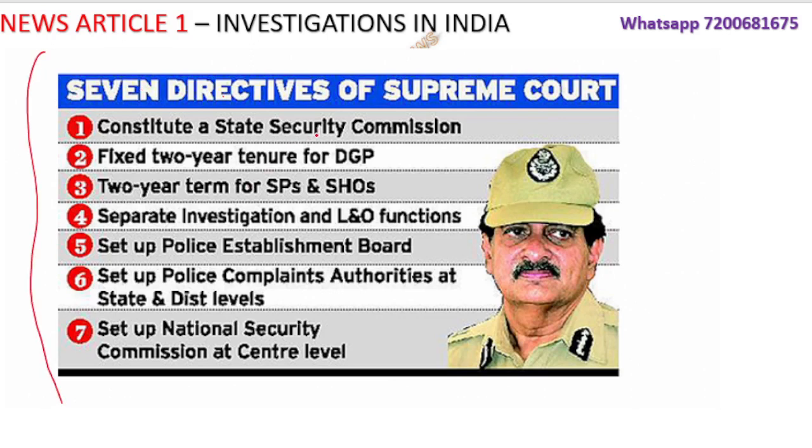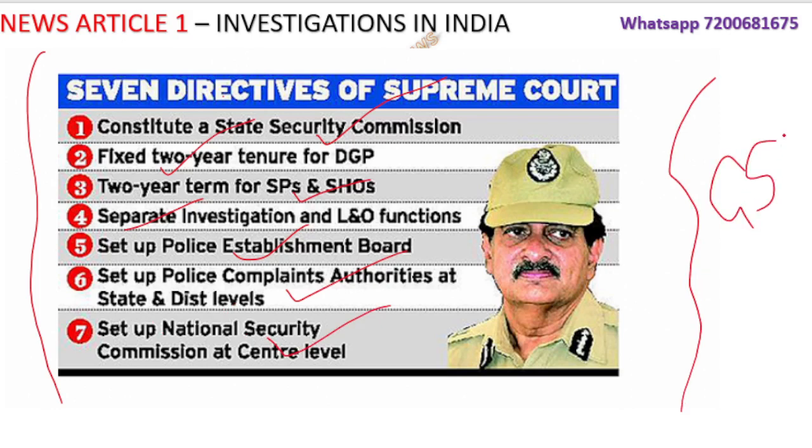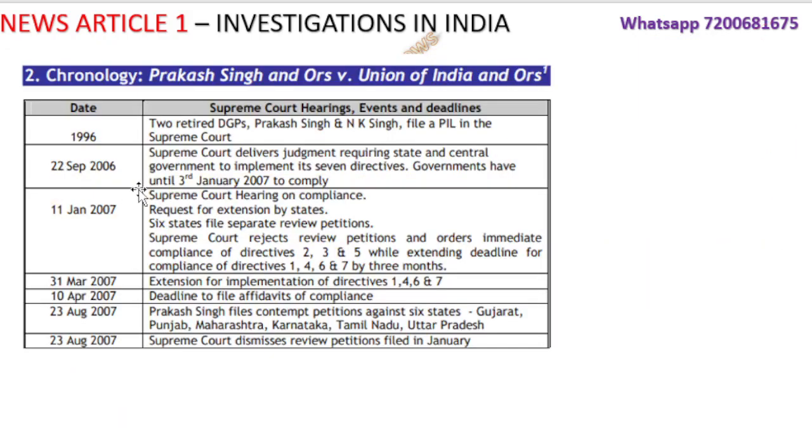The directives which came are: constitute a state security commission; a fixed 2-year term for the DGP, and a 2-year term for the SPs and SHOs, the station heads; separate the investigation and law and order functions; set up a police establishment board; set up a police complaints authority at state and district level; and set up a national security commission at the central level. These 7 points you have to know, because UPSC has already asked it in the Mains paper GS2. Now, as I told, for these two people, I can show you the timeline: in 1996, the two DGPs, Prakash Singh and NK Singh, filed a PIL in the Supreme Court.